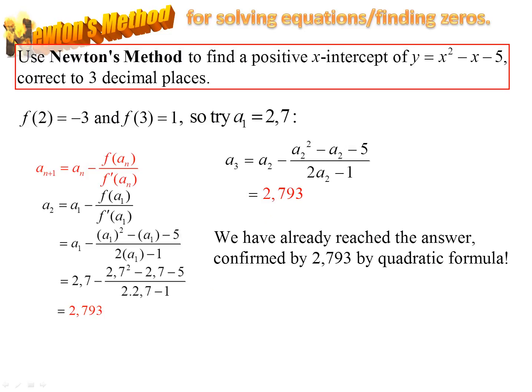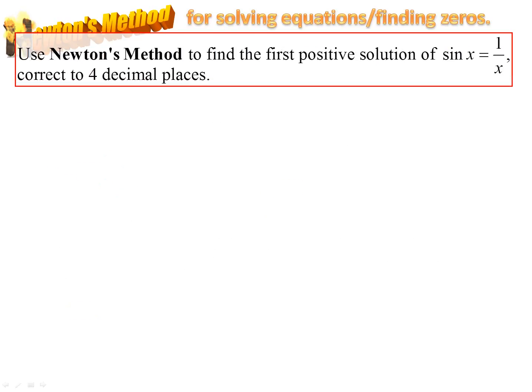If you look at the quadratic formula, it'll give you the same answer. Let's have a look at a new one now. Find the first positive solution of sine x equals 1 over x. What I'm going to do with this one is find the x-intercept of y equals sine x minus 1 over x. If you move 1 over x to this side, you'll get sine x minus 1 over x equals naught. So the x-intercept of that curve will give you the solution to that equation.